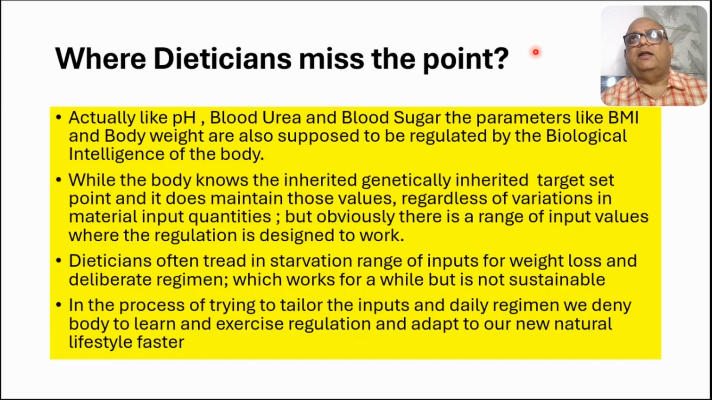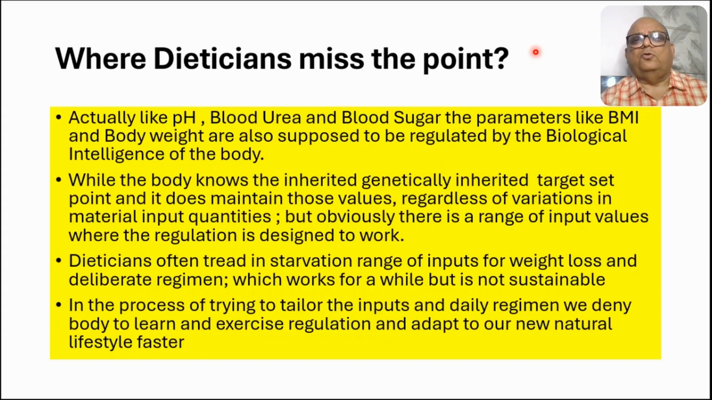The body is designed to adapt to our new natural lifestyle, which it will do faster if we don't interfere with it. This new natural is a term that I have picked up from new normal, which is often used nowadays. So new natural is what is natural for us, and it keeps on changing. Nowadays it is changing too fast. What was natural once is no longer natural for us now. So the body is designed to adapt to the new natural that we have.